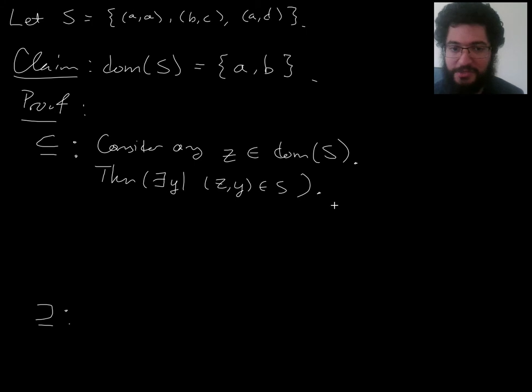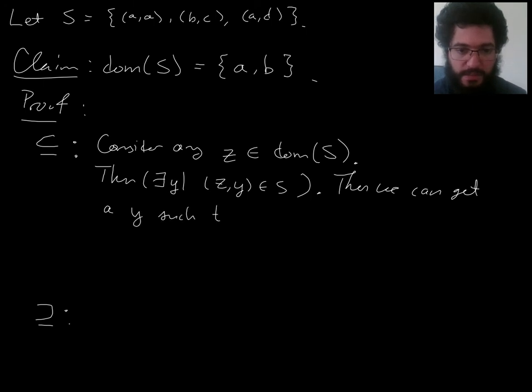Now, how can I make use of this? Existential instantiation, right? That's how we make use of existential statements like this. So there exists a Y that does this, so we can get one. Let's call it Y. We don't have to call it Y, but let's. Then we can get a Y such that the pair ZY is in S.